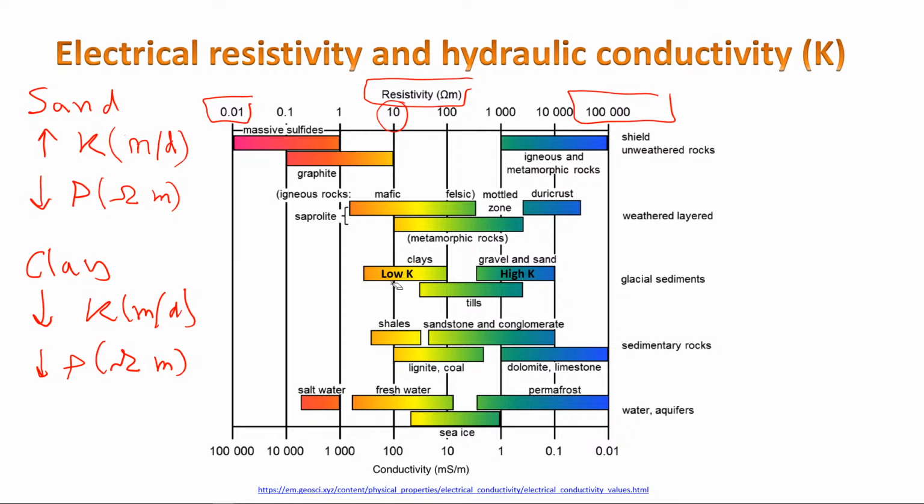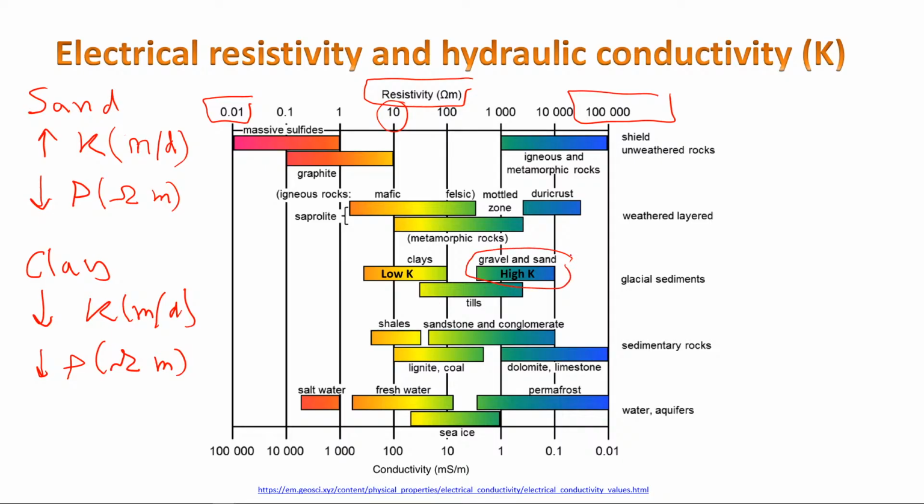Okay, so is this clear? Clay has low hydraulic conductivity and low resistivity, which means high electrical conductivity. And why does clay have high electrical conductivity? Because it has a lot of charged particles. Remember when we talked about clay, it has all these negatively charged particles, and that's why it is a good conductor for electricity. It has low electrical resistivity versus sand and gravel.